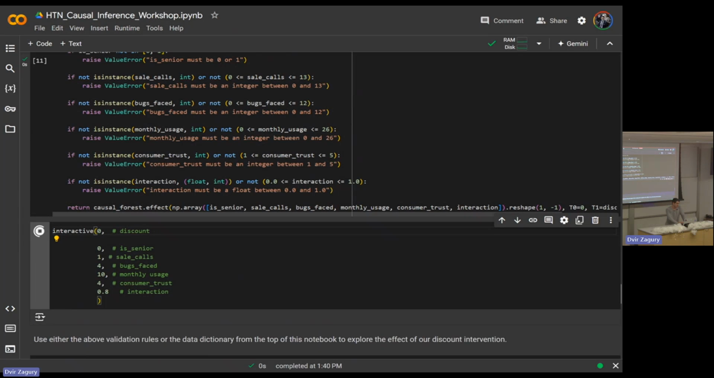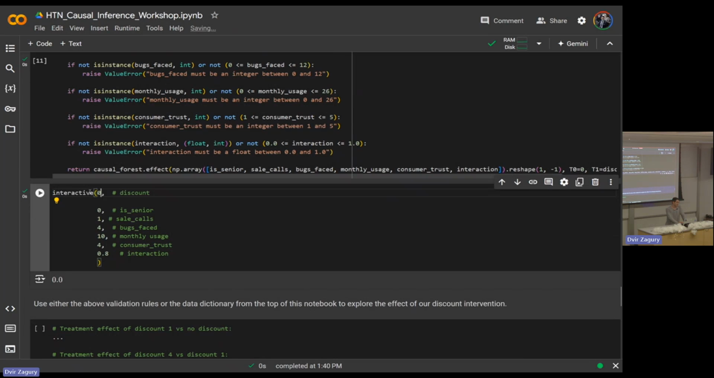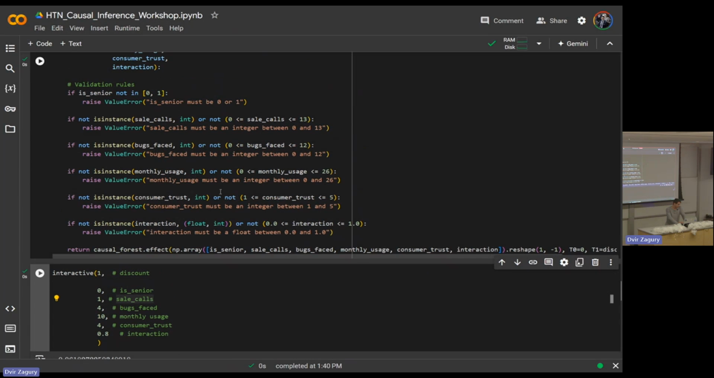That doesn't change anything. But the output is not the probability of renewal right now, it is the incremental change in that probability. And so now if we give it a discount of 1, then we can see how that changes the probability, and it's the opposite. Now that's not what we expected.